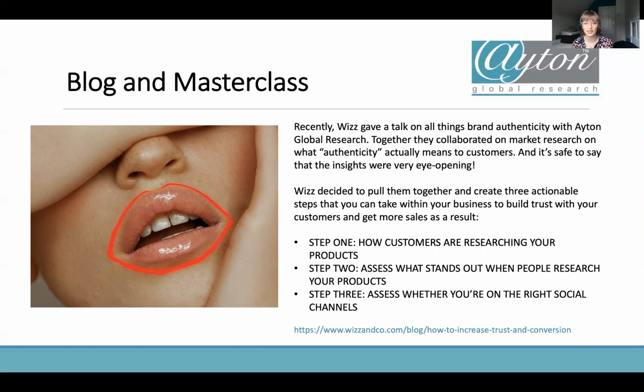It's quite interesting. I've just pulled out the 3 steps that she's given from the data. So step 1, how customers are researching your products. Step 2, assess what stands out when people research your products. And step 3, assess whether you're on the right social channels. So it just shows how much you can get out of this data and really utilize it and get your messaging out there as well.